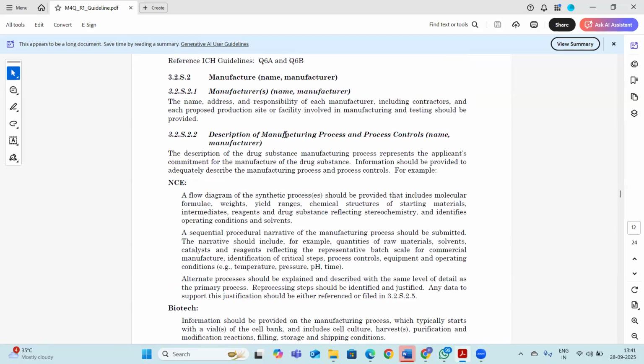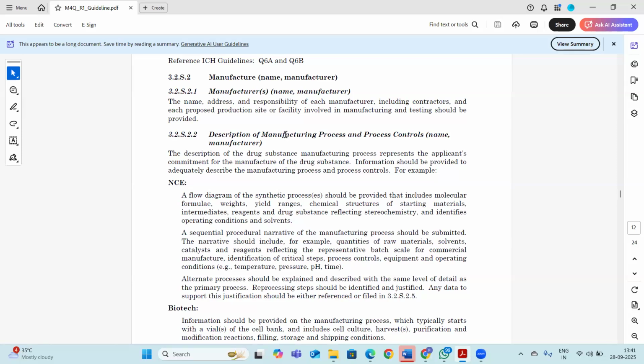So all the manufacturers that are involved in the manufacturing and final processing of that API need to be enlisted under the section 3.2.S.2.1. And each proposed production site or facility involved in manufacturing and testing as well, quality testing, should be provided in this section. Then comes description of manufacturing process and process controls. When we are talking about these sections, please relate them to the Module 2 summaries that we have discussed. We talked about manufacturers there as well. Here, what we are doing is providing all the information related to manufacture. There, we just summarize the data for a quick overview.